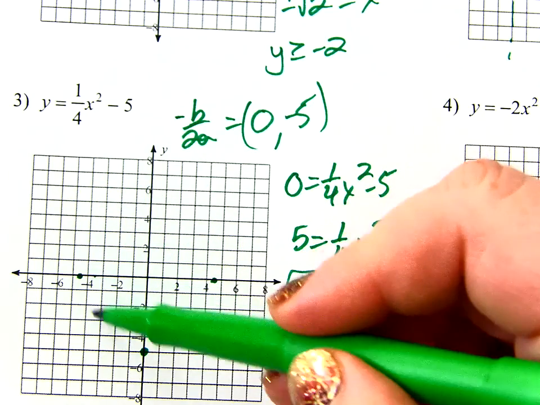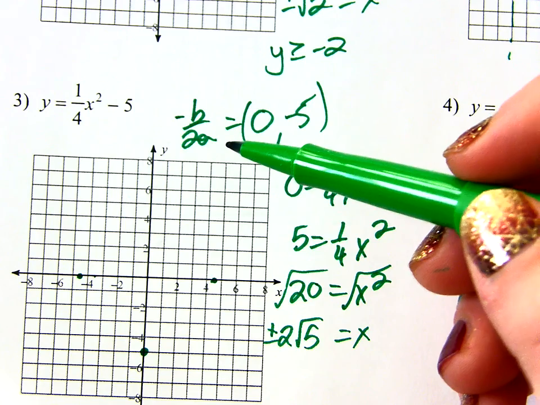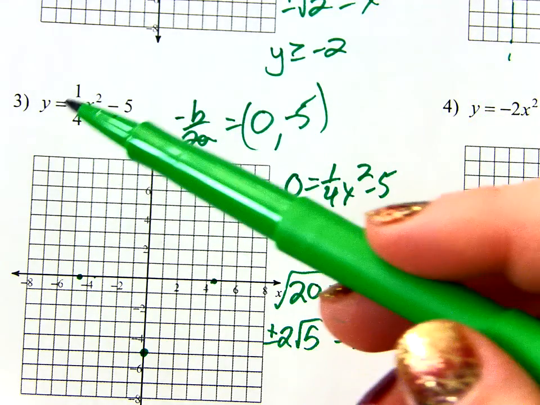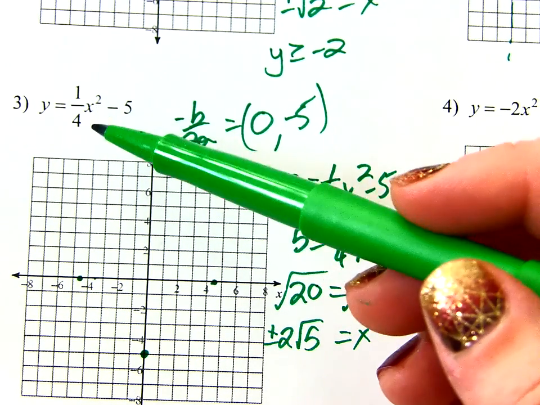So you could connect these. I say you should at least have 5 points though. So this is only 3. So if I just plug in one more, I can just mirror it over using the axis of symmetry. So I'm going to plug in a smart number. What would a smart number be to plug in? 16.